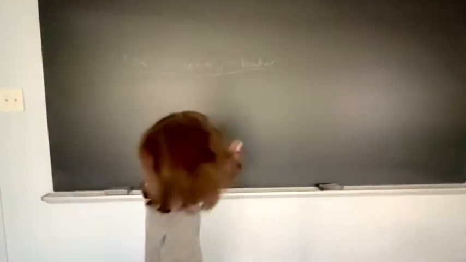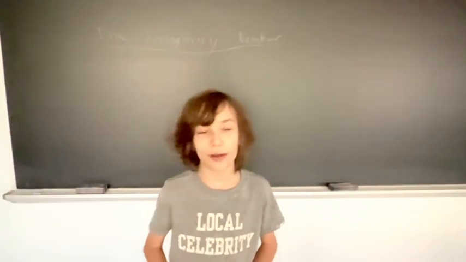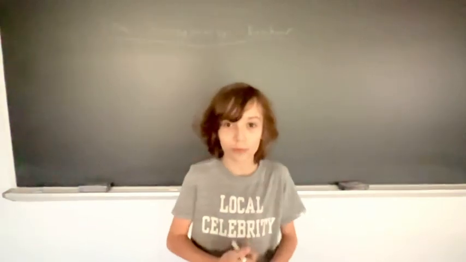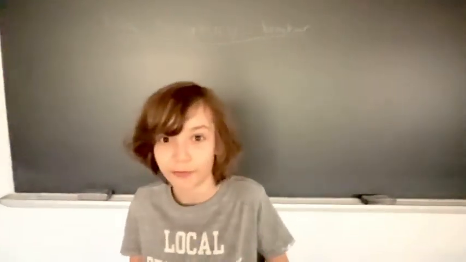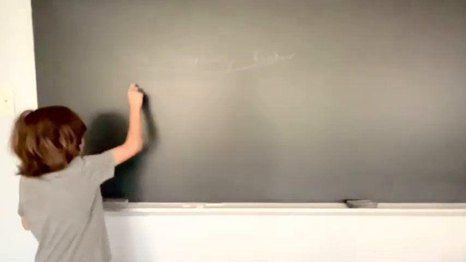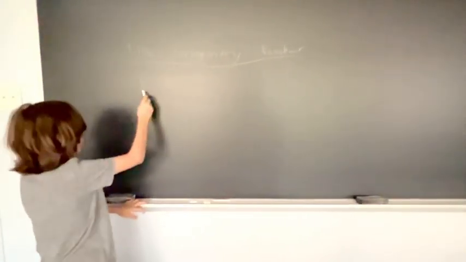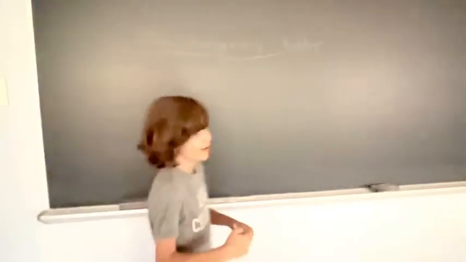Hello, so today I'm going to teach you about something called the imaginary number. Okay, what is the imaginary number? Well, we've got real numbers, which are like 1.2, 7.5, -8. However, the imaginary number, which is symbolized as i, is equal to the square root of -1.